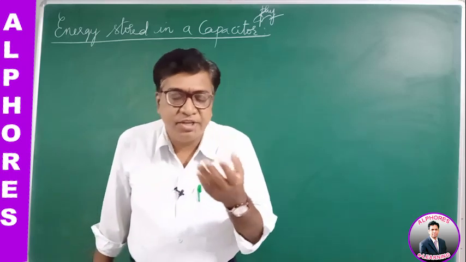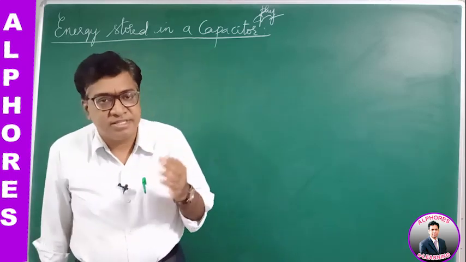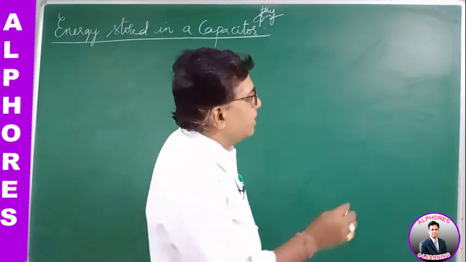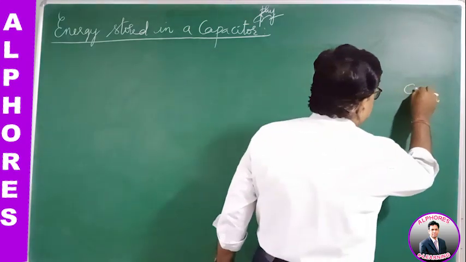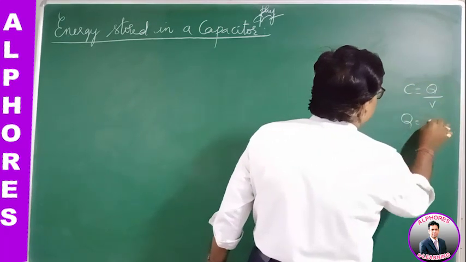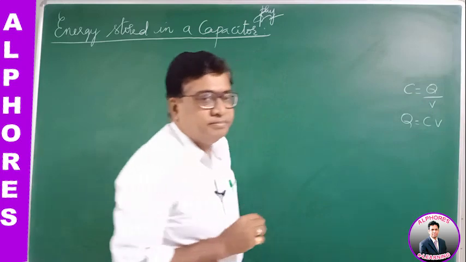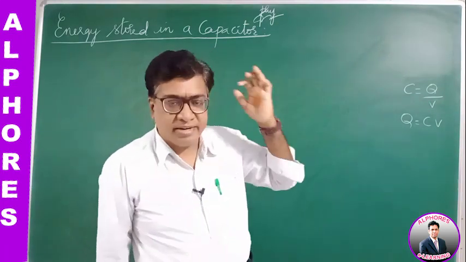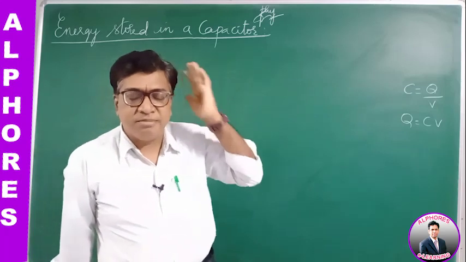I was giving you the capacity of a capacitor. C is equal to Q by V. We have taken the formula. The capacity of a capacitor, capacitance C, is Q by V, or Q is equal to CV, right? The units are farads, coulomb per volt, farad. I have also given you the dimensional formula.